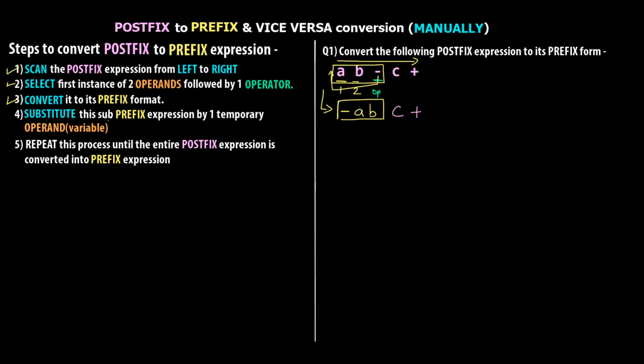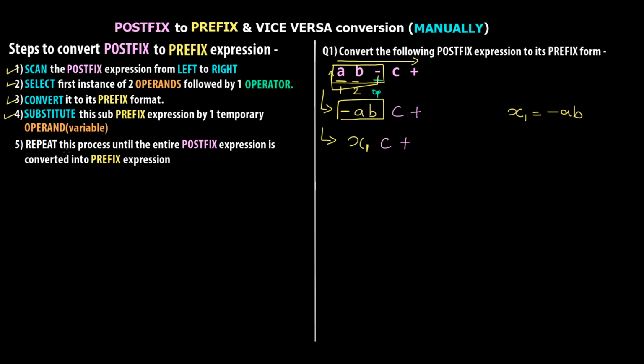Step number 4 says substitute this sub prefix expression that we just converted by a temporary operand or a variable basically. So now what we'll say, let x1 equals to this minus AB. Okay. So when we substitute x1 in the place of minus AB, the expression would look like x1. So the next step would look something like this. We will have x1, C and plus. Okay. So step number 4 is done.